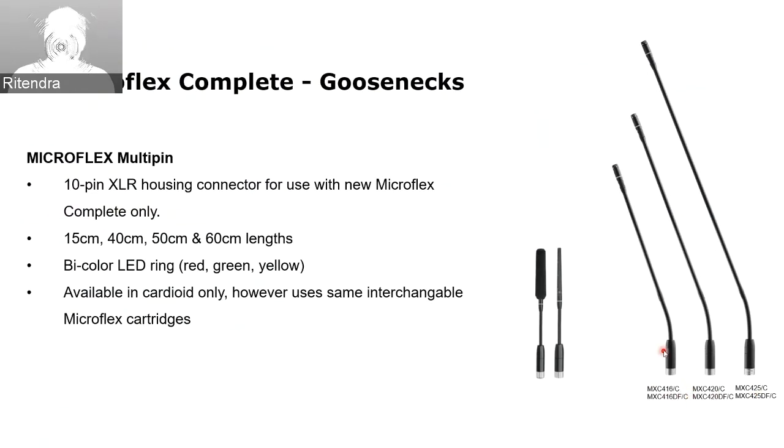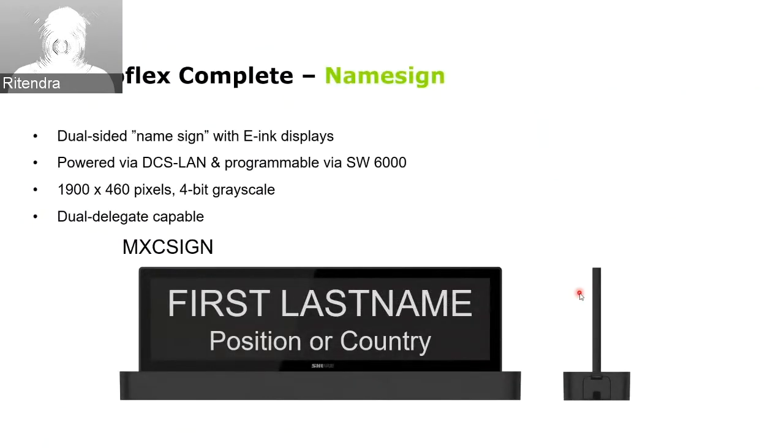Single flex and dual flex means the flex is also going to be on top if you go for dual flex. We also have a shotgun gooseneck microphone with a 15 centimeter stem length. The shotgun is going to offer you longer pickup range because the capsule is bigger than the standard gooseneck microphone. We have the name sign.